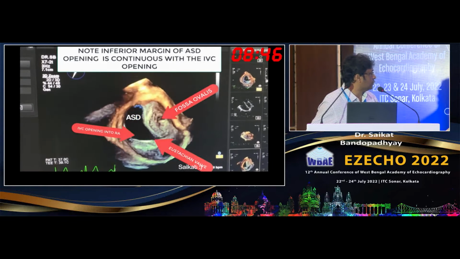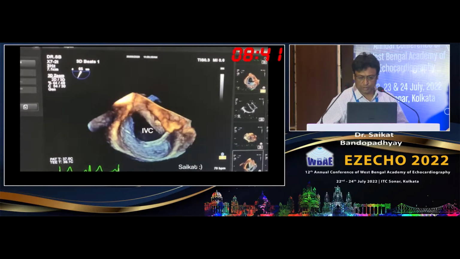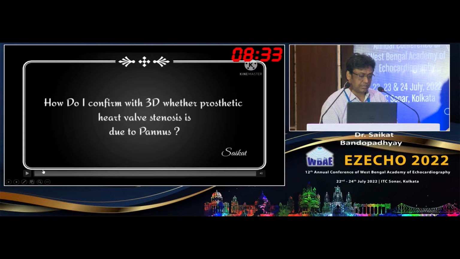And there's a very prominent eustachian valve, and you can see the coronary sinus right over there. So we'll move on because of time issues. This is one of the great tools to differentiate between a thrombus, a pannus, and a vegetation.